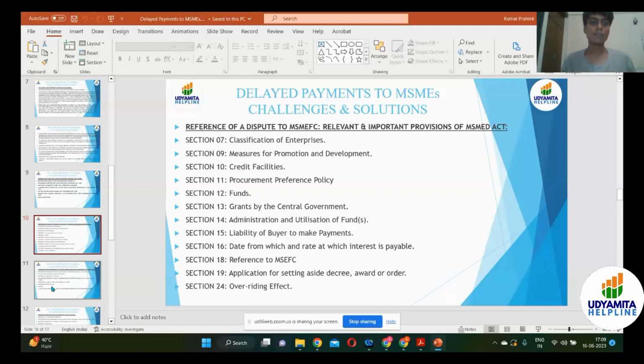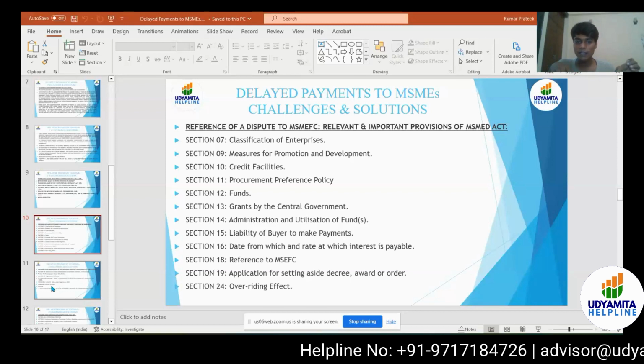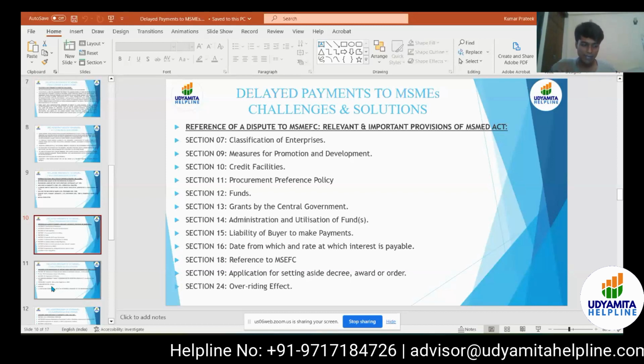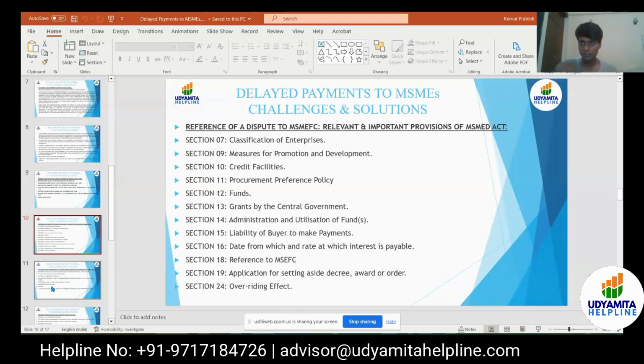So even if there is a contradiction between the provisions of the Arbitration and Conciliation Act and the provisions of the MSMED Act, the MSMED Act has an overriding effect, because the Arbitration and Conciliation Act came to be in 1996 and the MSMED Act came to be in 2006.